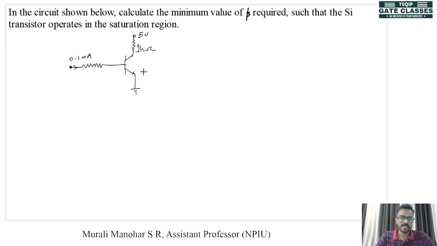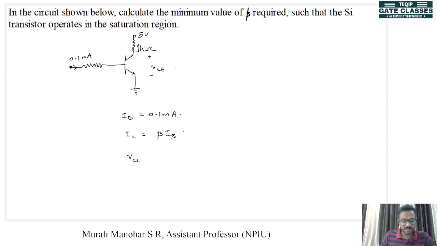The next question is this: in the circuit shown below, calculate the minimum value of beta required so that the silicon transistor operates in the saturation region. So in this question, IB is already given as 0.1 milliampere. We know that IC is equal to beta times IB, right? Here we have our VCE.